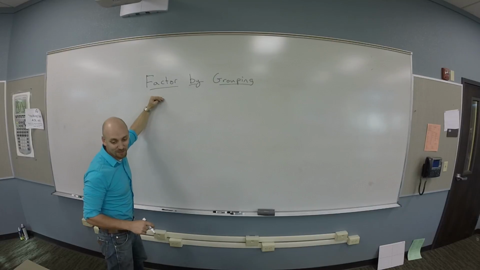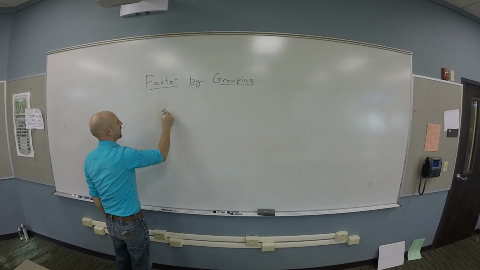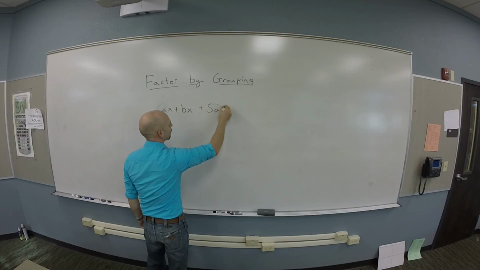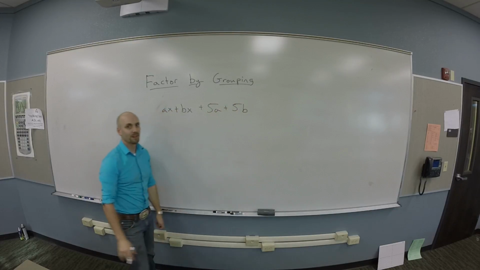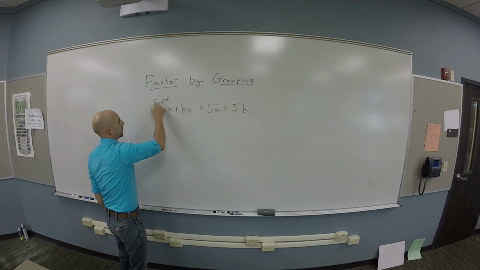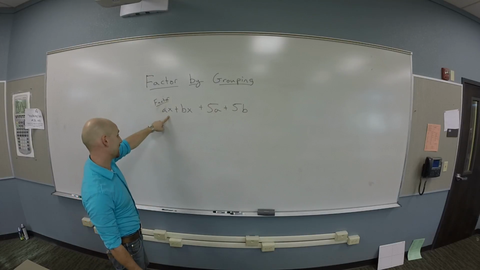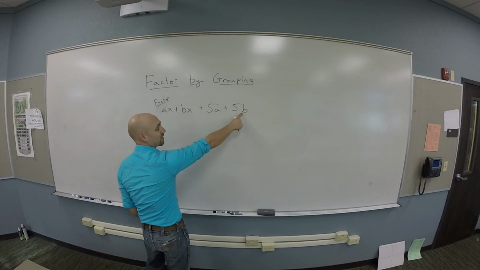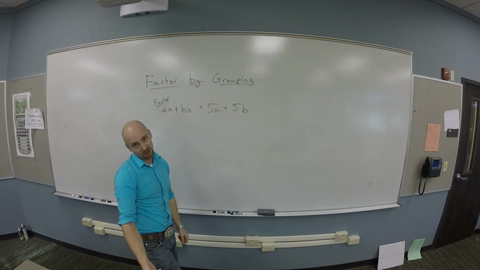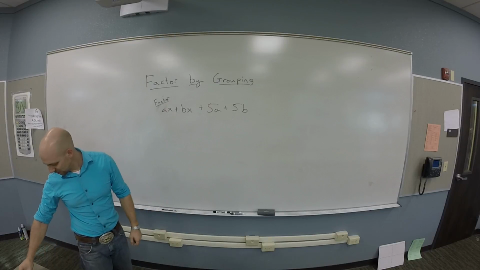All right, let's factor by grouping. So the idea of factor by grouping is, say you had something like ax plus bx plus 5a plus 5b, okay? And you wanted to factor this. Okay, so there's four things here, right? This one's made out of a's and x's. This one's made out of 5's and b's, for instance. A's and x's, 5's and b's, they don't have anything in common, right? So this seems like factoring is not going to work, right?